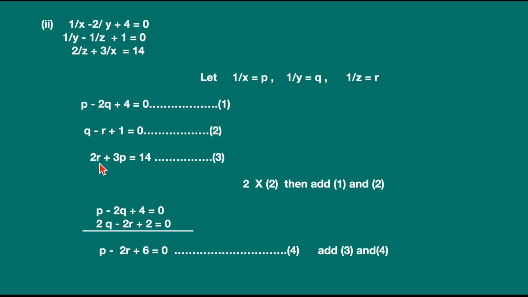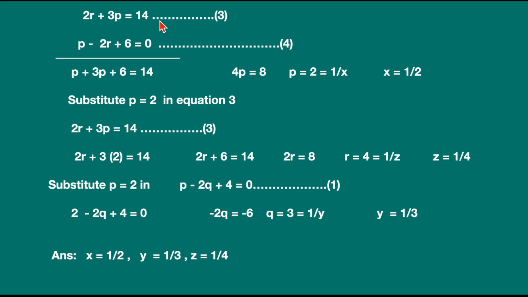Here you can see that the variables here are p and r. This third equation also has the variables p and r. So we have two equations with two variables only. So let's write it down and let us solve it. So here it is. Again elimination, and you get p plus 3p plus 6 is equal to 14. So value of p is equal to 2. We know that p is 1 upon x. So x will be 1 upon 2.